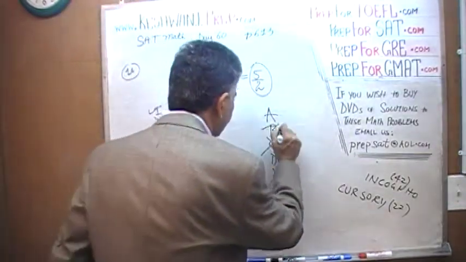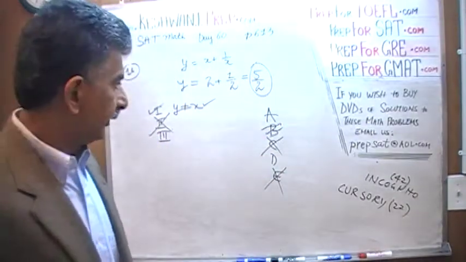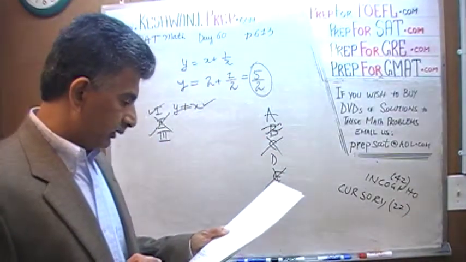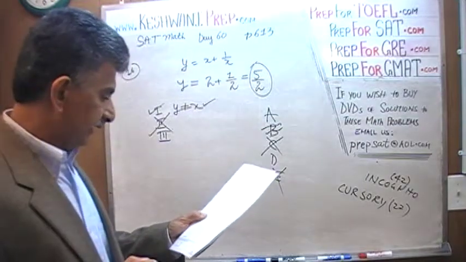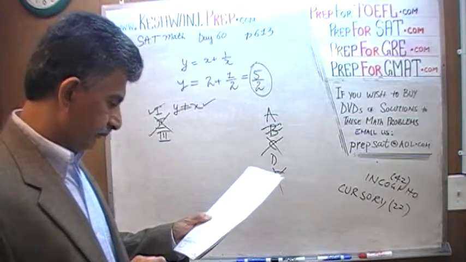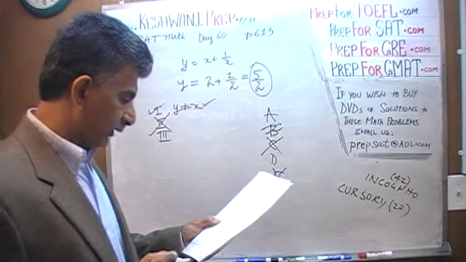B says 3 only. That's no good. It has no 1 in it. The answer is either A or D. What does D say? D says 1 and 3. Let's look at the third statement, shall we?